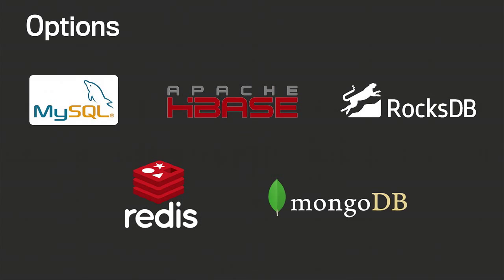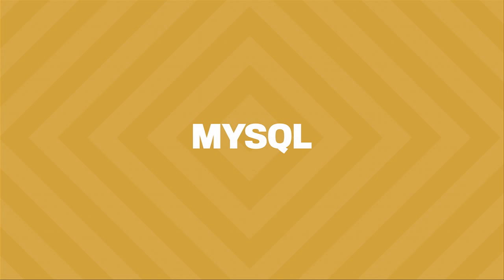So we took a look at many different options out there. There's a lot of different storage engines, different backends that are available, open source, commercial, and so on. So what are some of the different options we looked at? We had things like MySQL, HBase, Rocks, Redis, Mongo. We looked at some special queuing systems, all of these sorts of things. And at the end, we decided to go with, as the name of the talk suggests, MySQL.